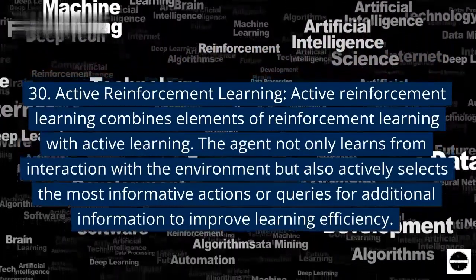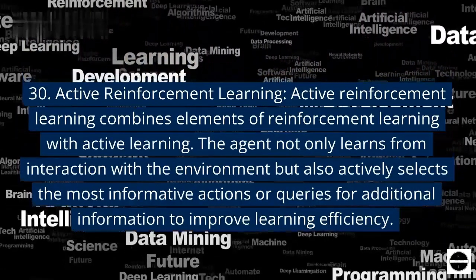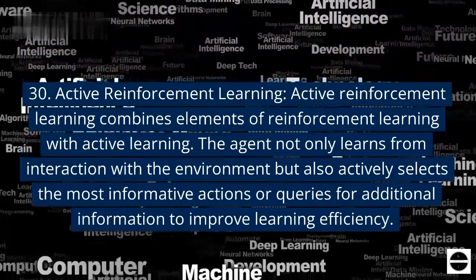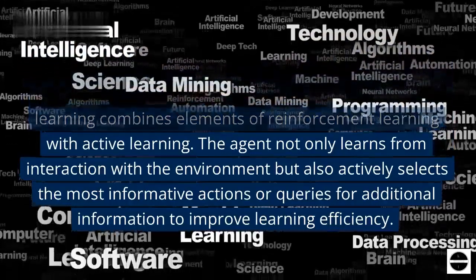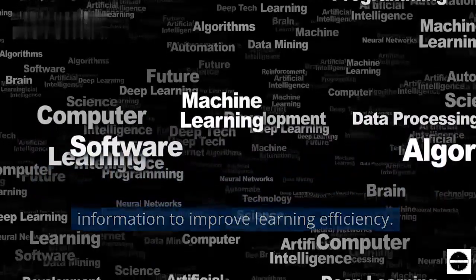30. Active reinforcement learning. Active reinforcement learning combines elements of reinforcement learning with active learning. The agent not only learns from interaction with the environment but also actively selects the most informative actions or queries for additional information to improve learning efficiency.